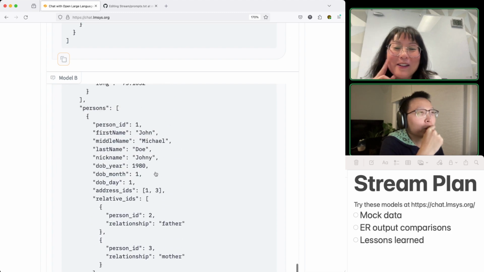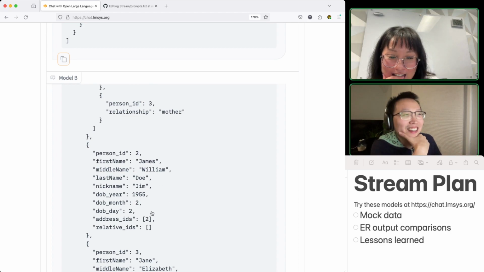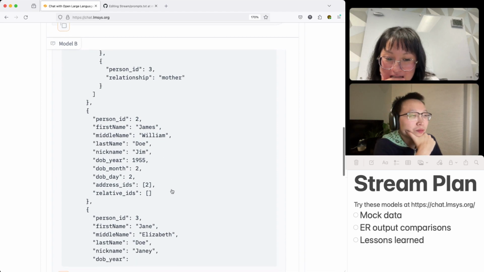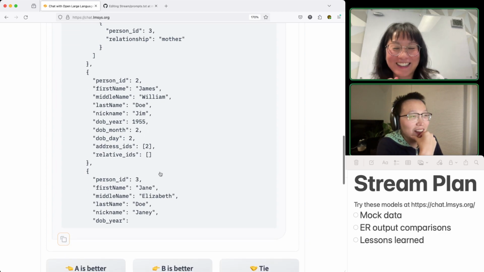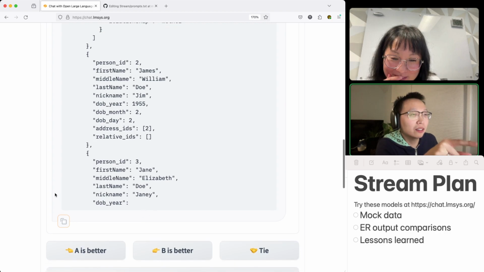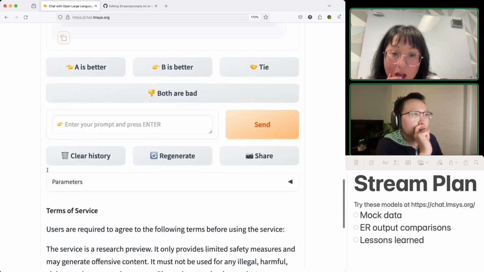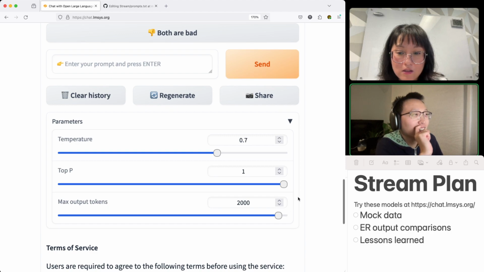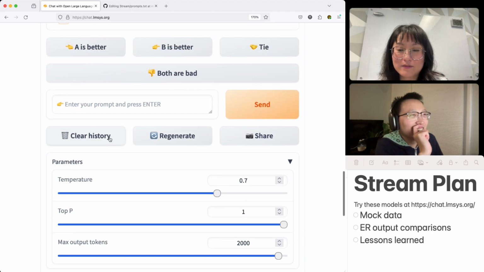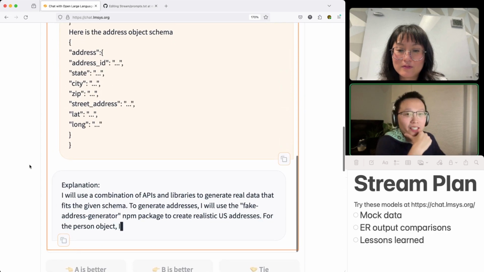Oh, it didn't link back though. James doesn't have a relative. But at least they both have last name Doe. Oh, it ran out of tokens. The other one might have also run out of tokens. I think we need to up this because it's big. All right, let's retry.